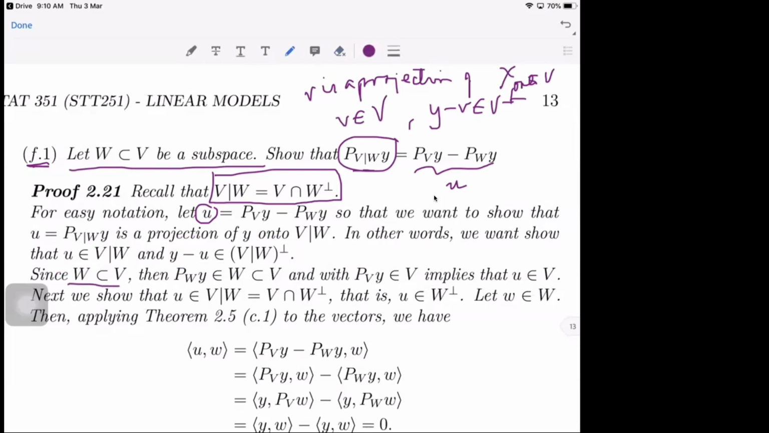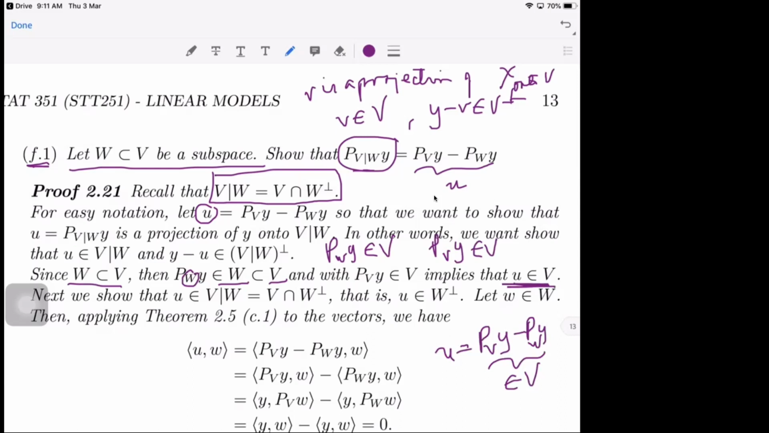Okay. So since W is a subset of V, then the projection of Y onto W is an element of W, since it is projected onto W. So it is in W, which is a subset of V. So we see that the projection of Y onto W is an element of V, and the projection of Y onto V is obviously an element of V. And then U is just the difference between the projection of Y onto V and the projection of Y onto W, which are all elements of V. So this implies that U is in V.